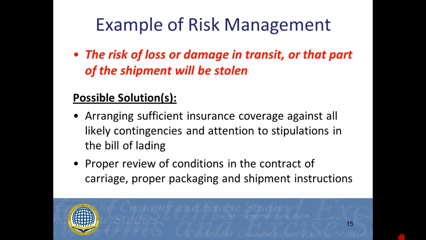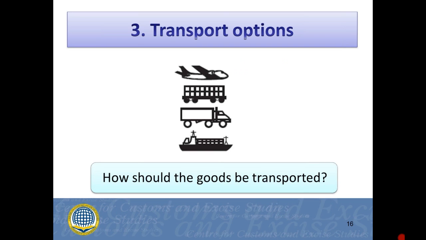If there is a risk of loss or damage in transit, or that part of the shipment will be stolen, this is a transport-related risk, and the possible solutions to deal with that risk can be simply arranging sufficient insurance cover, which can cover against a variety of risks, including theft or any other risk. Another way to reduce that risk could be a proper review of conditions in the contract of carriage to see what sort of liabilities the carrier is subject to. Proper packaging and proper shipment instructions in the contract of sale are also important and can reduce those risks from occurring. Now I would like to discuss some of the transport options.